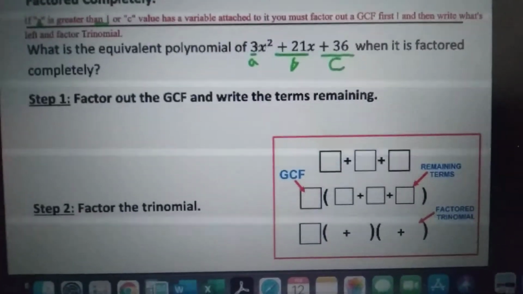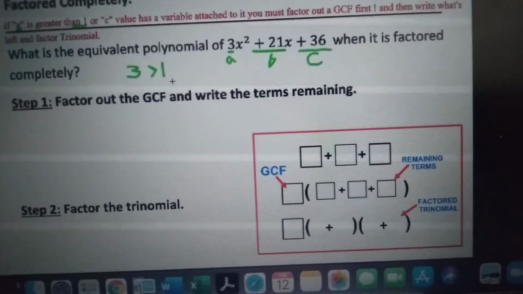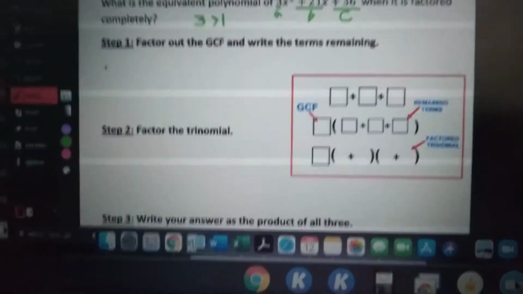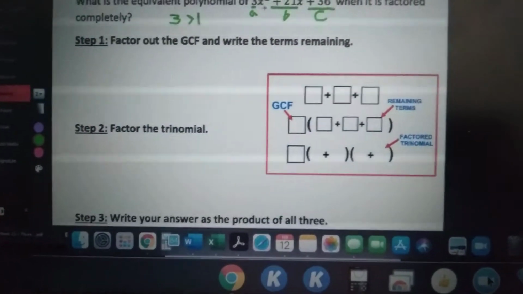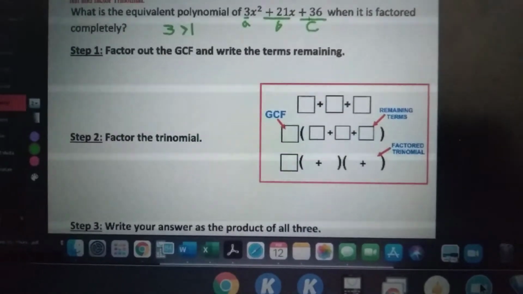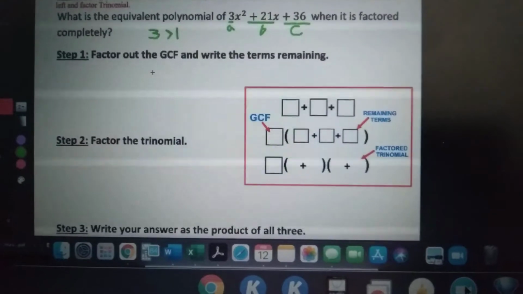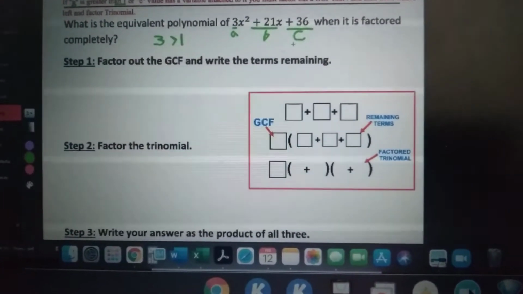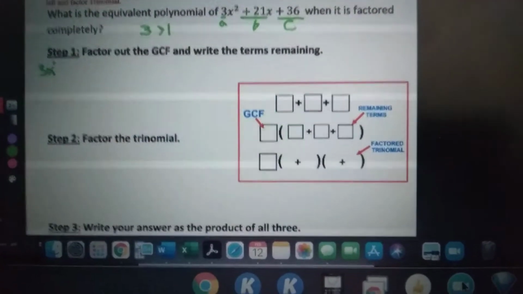So, is 3 greater than 1? Yes, it is. That means I have to factor out the GCF and write the remaining terms. That's your first step. So, what is my GCF of 3, 21, and 36? Look at the smallest number. Find those factors, and then see, do those factors go into 21 and 36? So what's my GCF? In the chat.